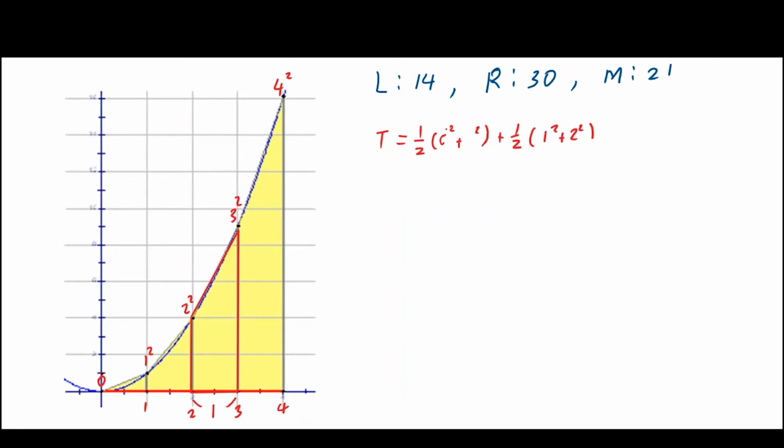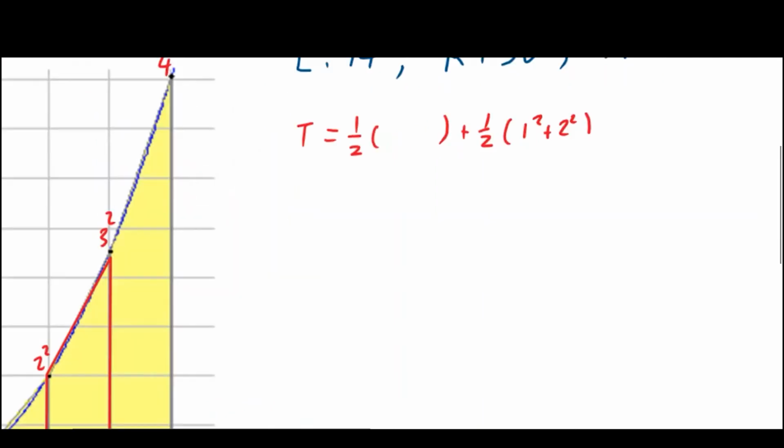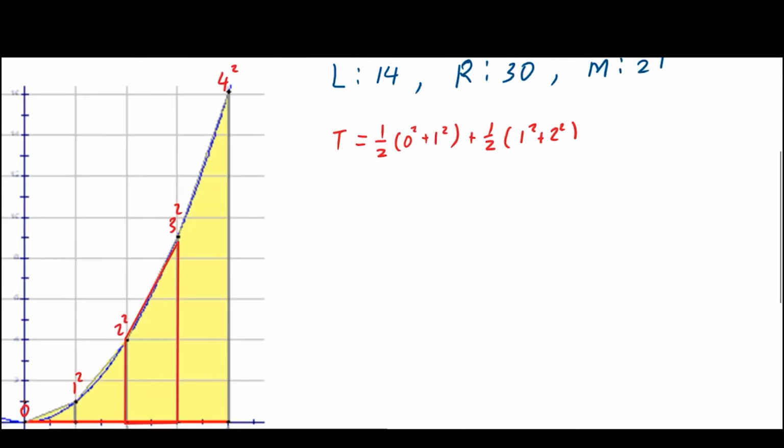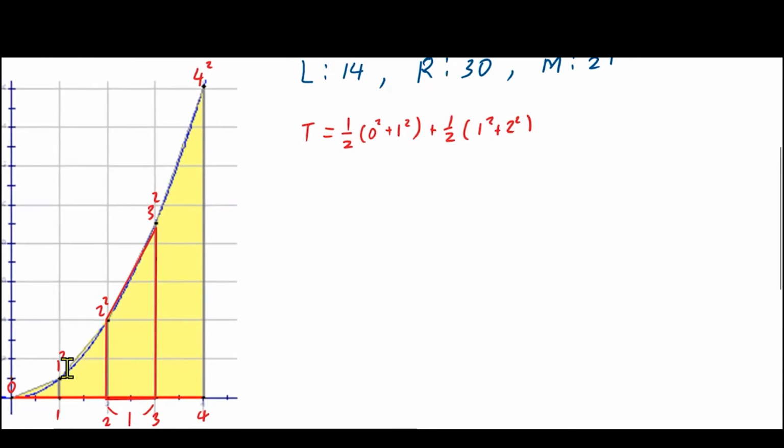Okay, let's try that again. I'm going to zoom in a little bit. So we have 0 squared plus 1 squared. Okay, and then we have 1 squared plus 2 squared, these two, and the next trapezoid will have plus 1/2, and then 2 squared plus 3 squared. Are you getting this? 1/2 times base 1, base 2. Okay, and then the final one is plus 1/2, and then 3 squared plus 4 squared. You get it?